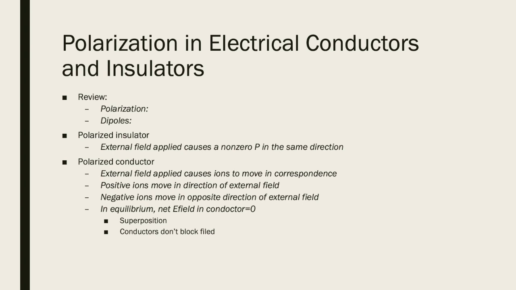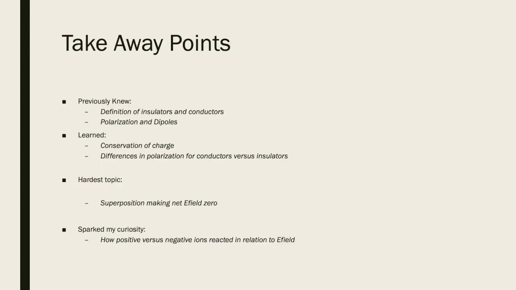If you are observing the polarization in insulators, if an external field has been applied, the sample has a steady, non-zero dipole moment P in the same direction as the external field. It's important to note that the net electric field will not equal the external electric field. When observing polarization in conductors, if an external field is applied, the positive ions will move in the direction of the external field, while the negative ions will move in a direction opposite to that of the external field.